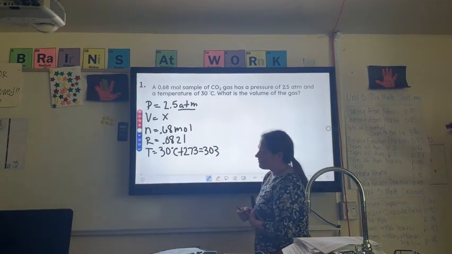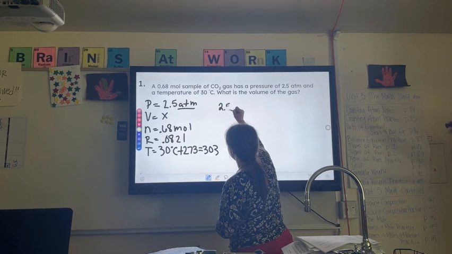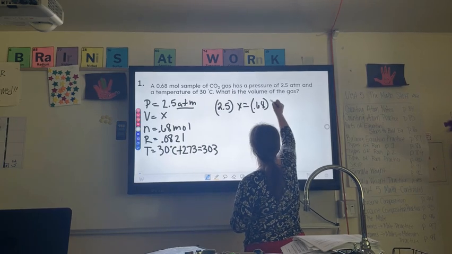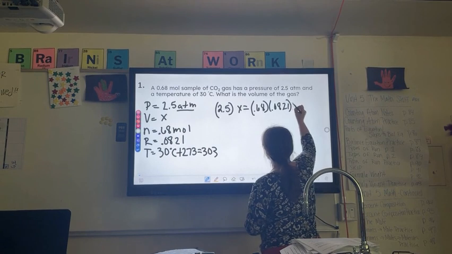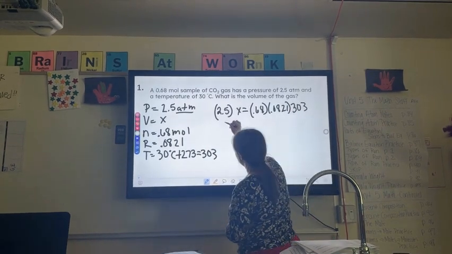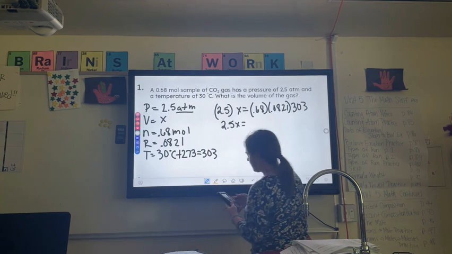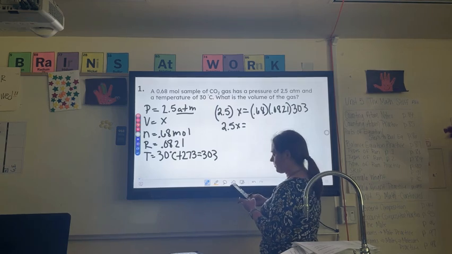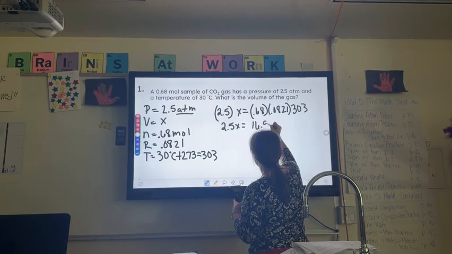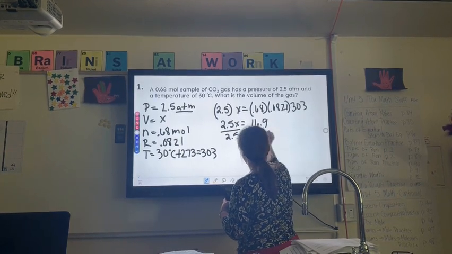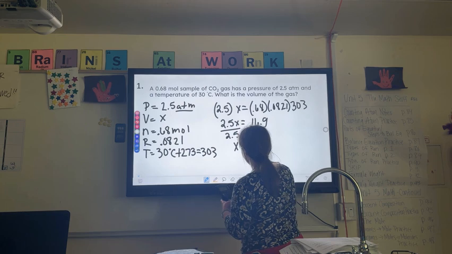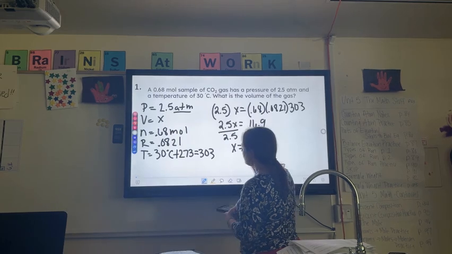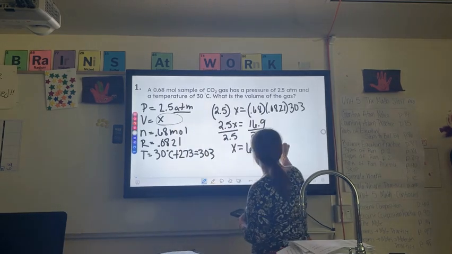We know the equation is PV equals nRT, so 2.5 is P, V is our X, n is 0.68, R is 0.0821, and T is 303. So we can solve for X, 2.5X, and then we're going to multiply 0.68 times 0.0821 times 303, which gives you 16.9. We're going to divide each side by 2.5 to get X by itself, and then X equals 6.76. We're looking for volume, so you know your unit is going to be liters.